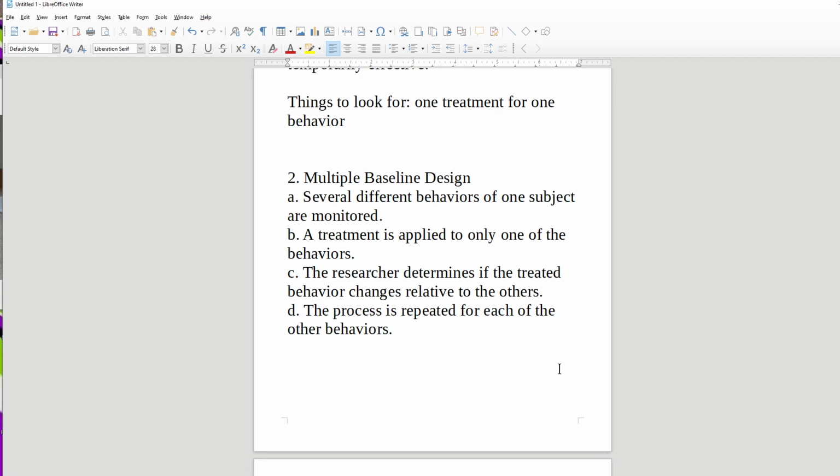Okay, well, now we're going to try and treat him for the amount of noise he makes. So we'll give him a piece of candy for every 10 minutes he does not make noise. And so we'll see if that behavior goes down relative to the other two. We'll do that for a week. And then we'll do the third behavior.